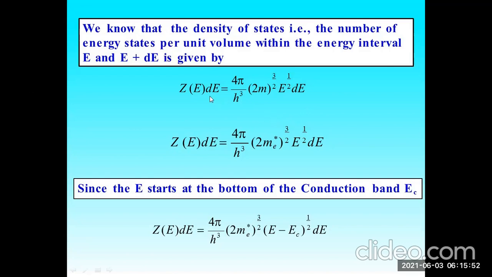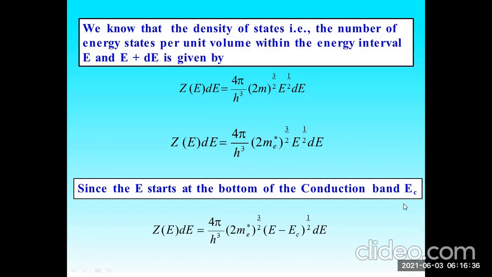There is a derivation of how we got this Z of E dE, but we are not going into that derivation for now. We just need to remember this value of the density of energy states: 4 pi by h cube into 2m whole to the power of 3 by 2 into E to the power of 1 by 2 into dE, where m is the mass of the particle and E is the total energy of that particle. Instead of m we write m suffix e asterisk, because the free electron is free to move anywhere inside the conduction band, either at the bottom of the conduction band or at the top of the conduction band.